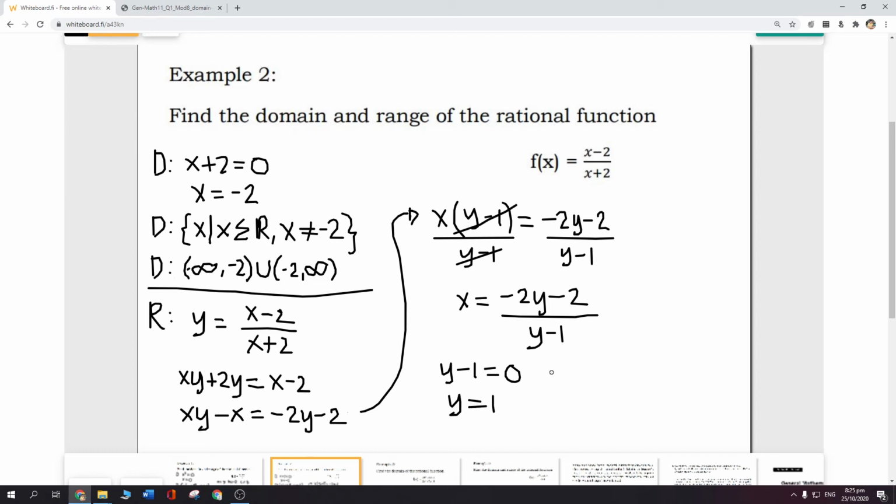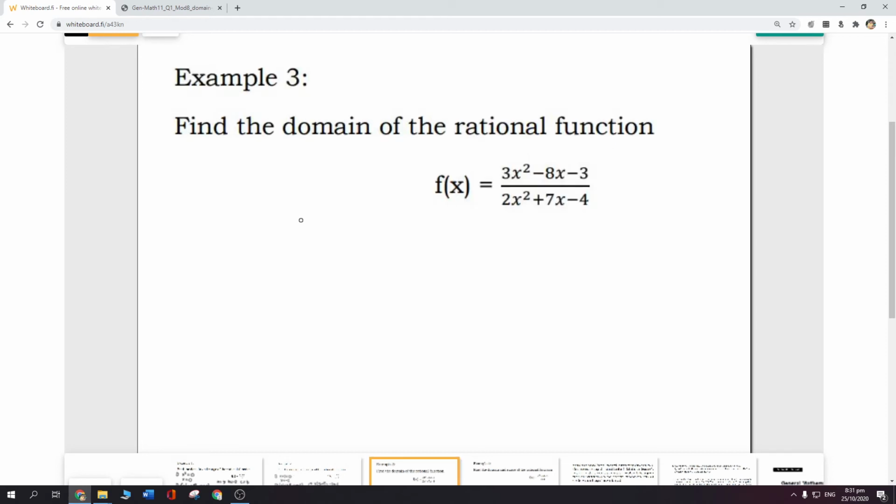Then we can express now our range using the set builder notation. We have y such that y is an element of real numbers wherein y is not equal to 1. So this is our range and this is our domain.